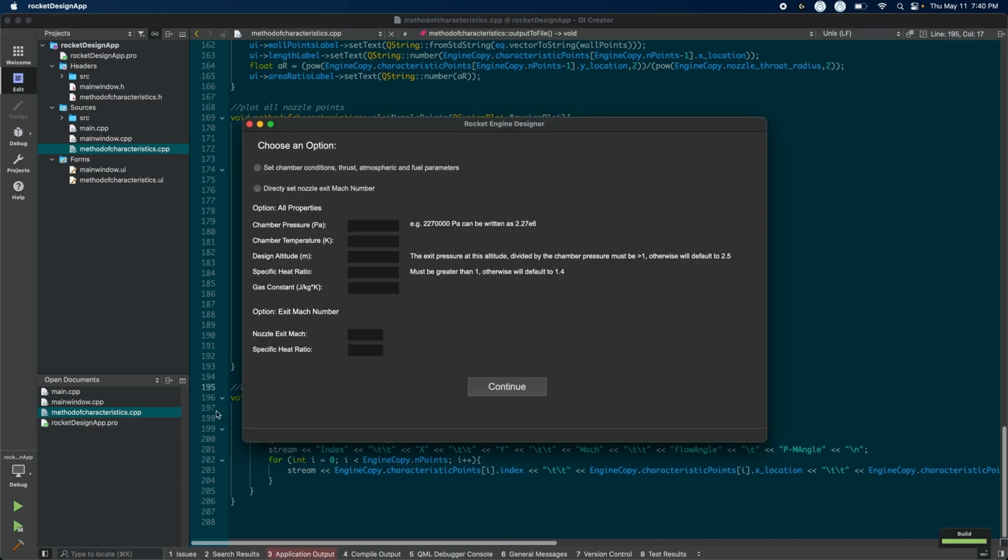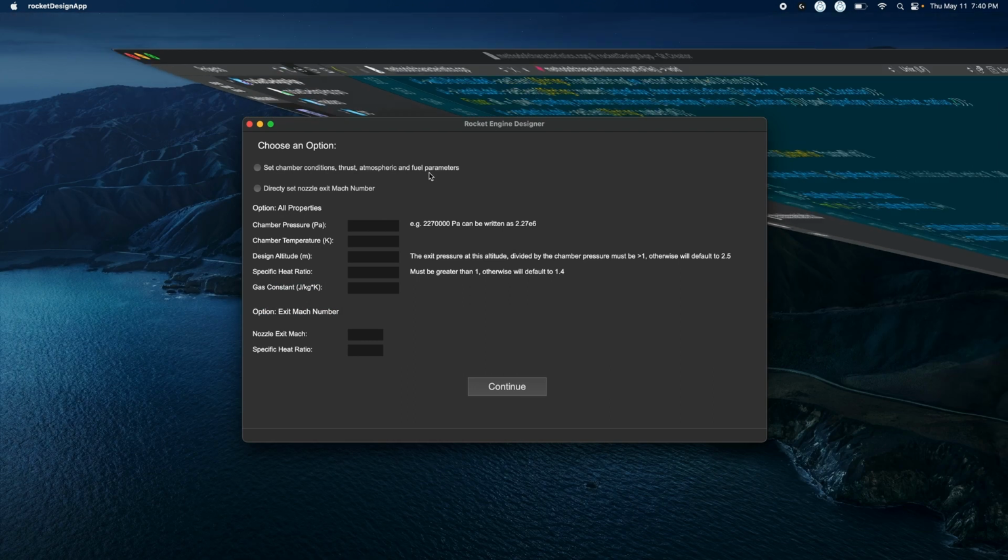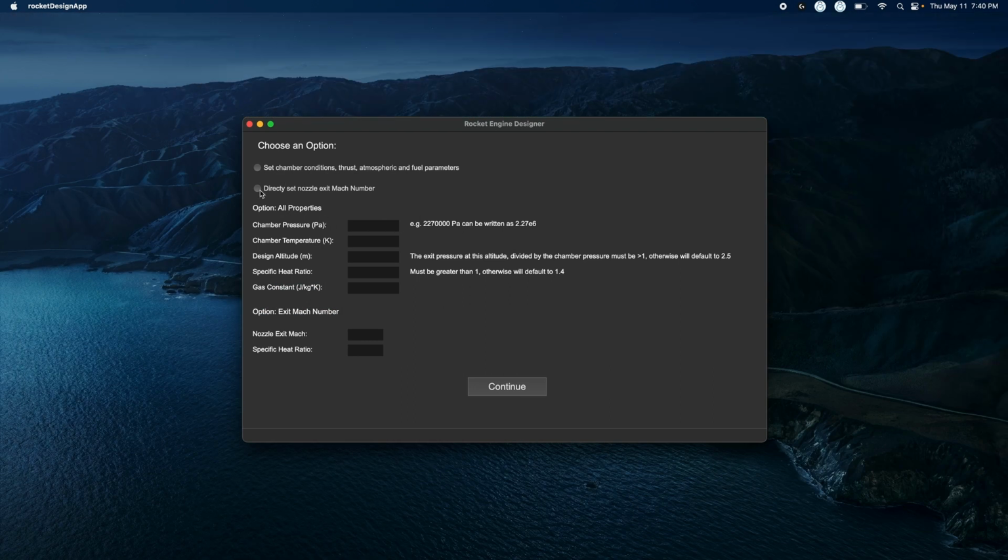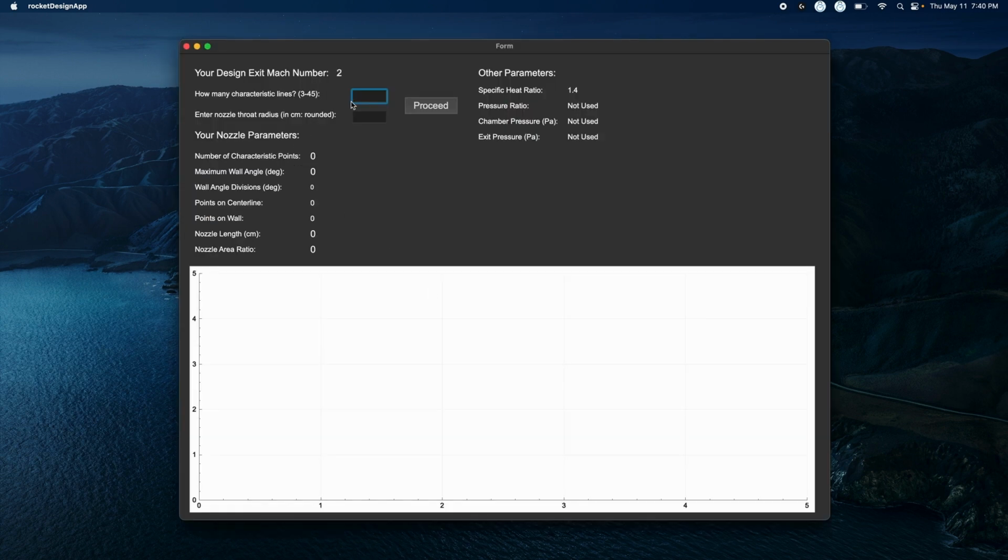Let's try option 2, directly set the Mach number. I'm going to use 2 and 1.4. I'm going to use 4 lines and my radius as 35 centimeters. We can see that the nozzle is created. We have 5 points along the wall.